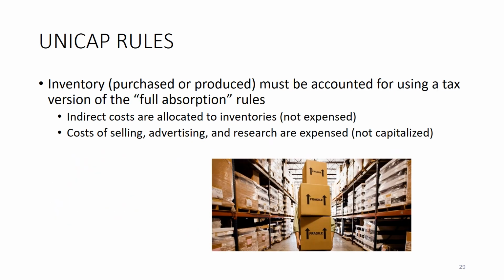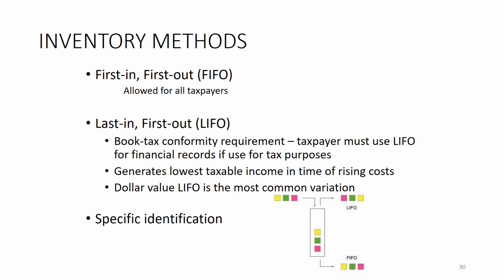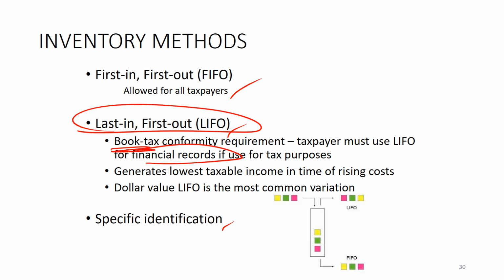The UNICAP rule is essentially a capitalization rule that states that you have to capitalize a lot of costs into your inventory. It's a little bit different than financial accounting capitalization. So we tend to capitalize more costs into inventory for tax purposes than for financial. You're already familiar with the different methods: first in, first out, LIFO, and specific identification. Be aware that a LIFO method, because it tends to reduce taxable income, is not one that is favored by the IRS, and so the taxpayer must actually have book tax conformity. So for financial purposes, they also have to use the LIFO method.